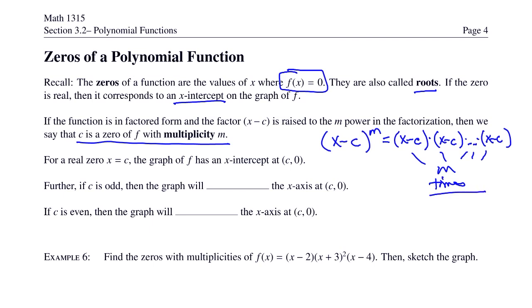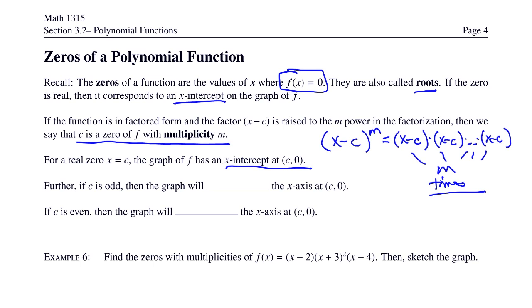And for every time you would write x minus c, that produces the same zero, but then you have a total of this number occurring m times. The number of times that that zero occurs is called its multiplicity. Now, knowing the multiplicity will help you graph the function itself. So the zero, if it's real, gives us an x-intercept. Then the question is, does the graph pass through the x-axis at this x-intercept, or does it merely come up and touch it and then retreat back to where it came from? That is determined by the multiplicity.